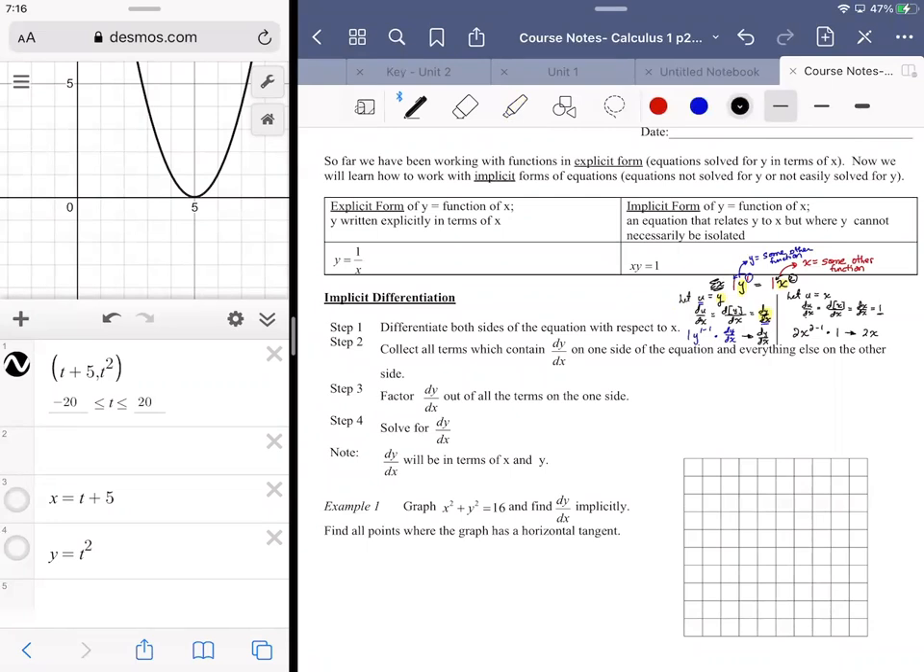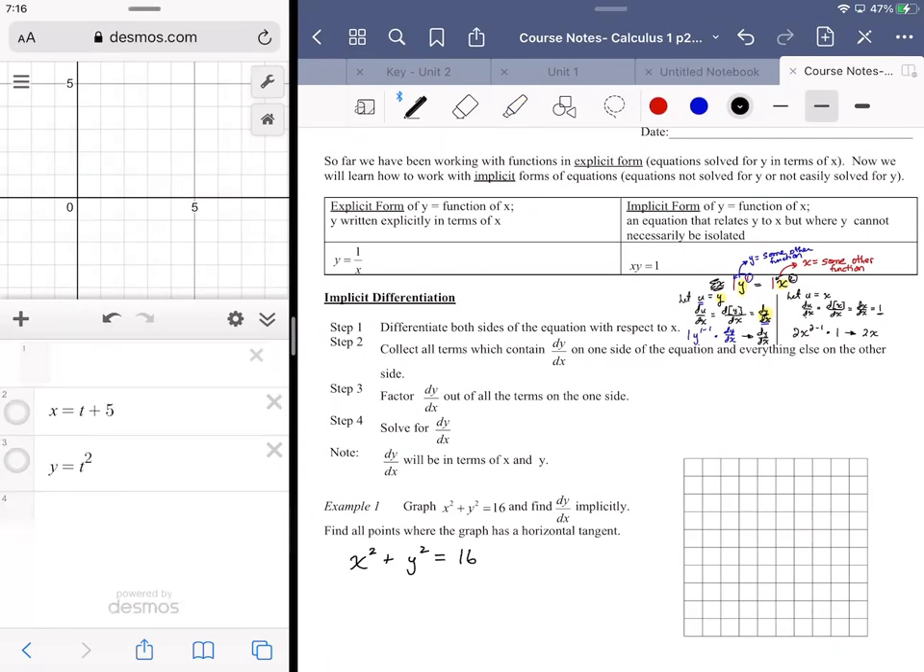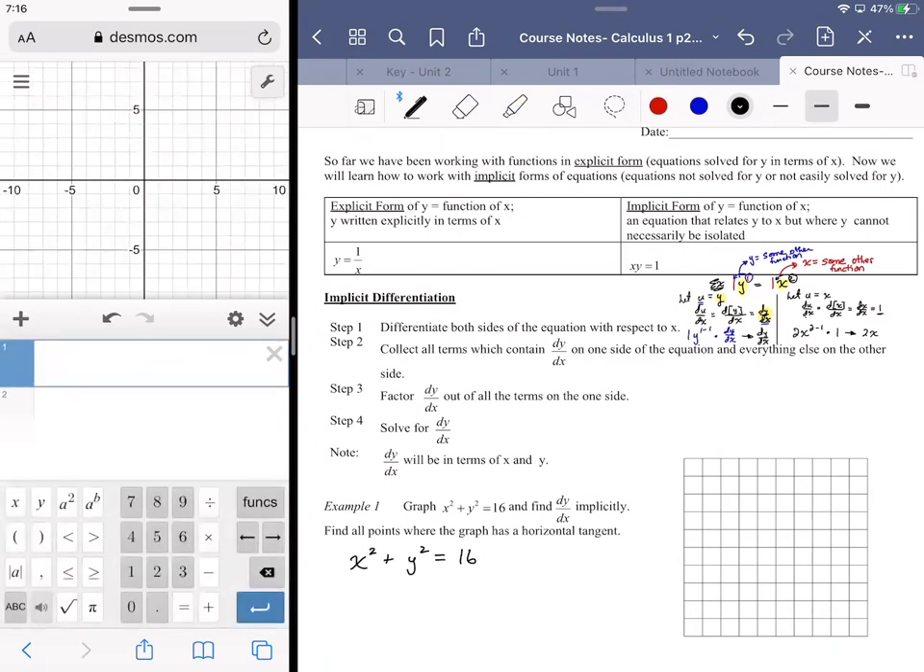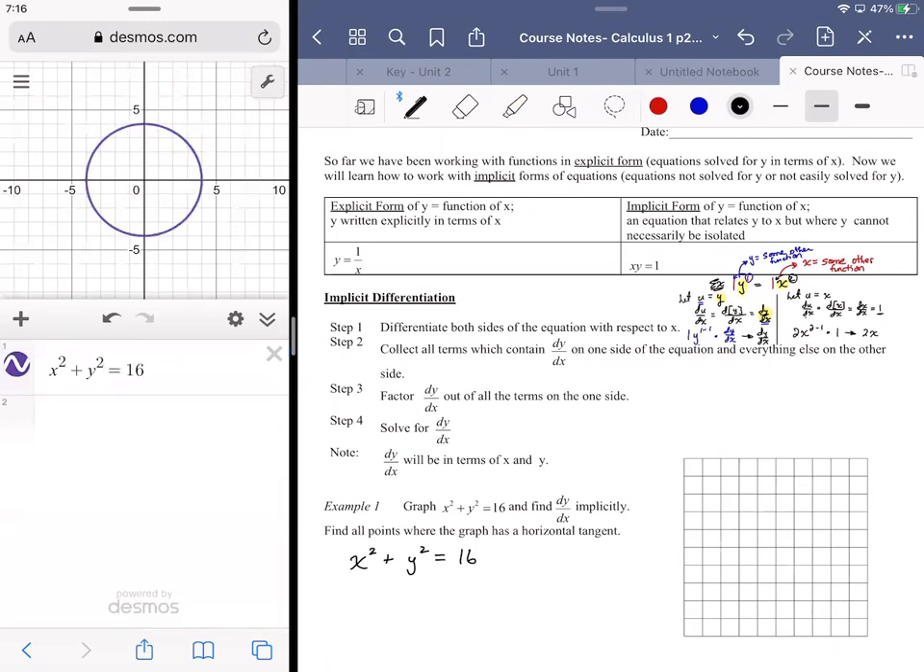But I'm given x squared plus y squared is equal to 16. I can graph that. This is one of the many benefits of Desmos, that it's not just restricted to functions. It'll graph any kind of relation. So we know what we're up against here. I want to find the derivative implicitly. So what we do is take the derivative of each term separately, and then just put it all together after the fact.